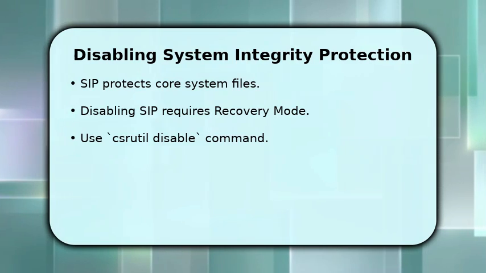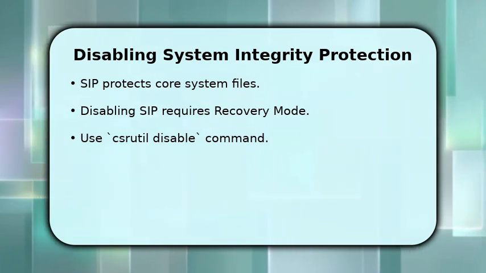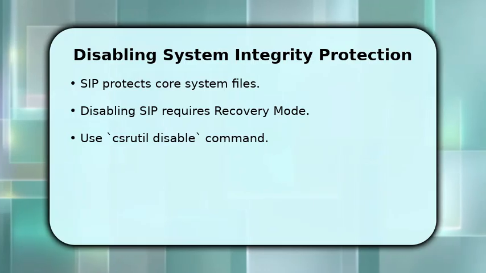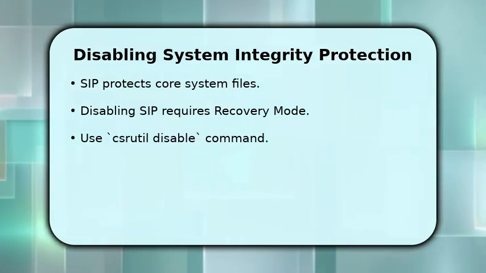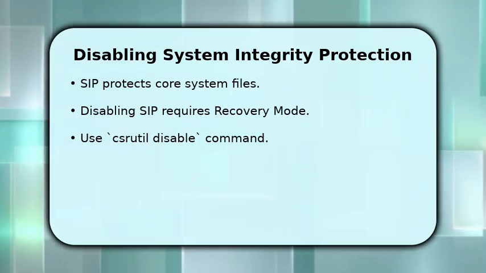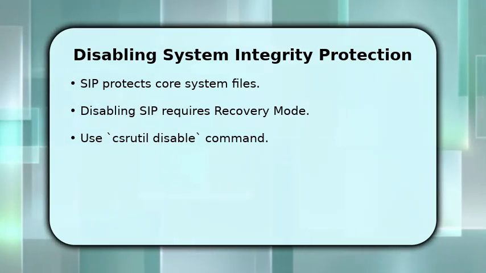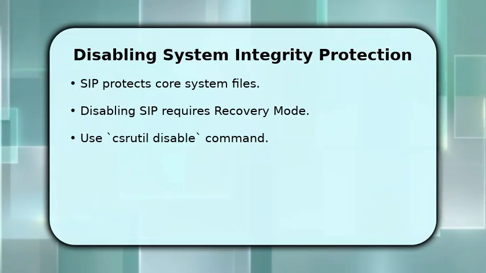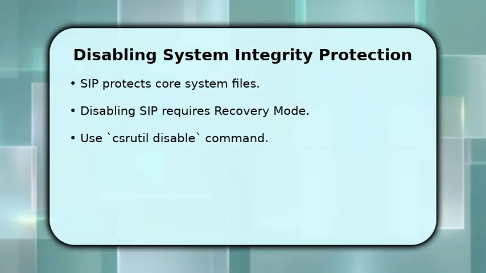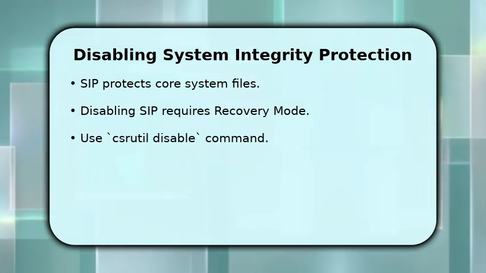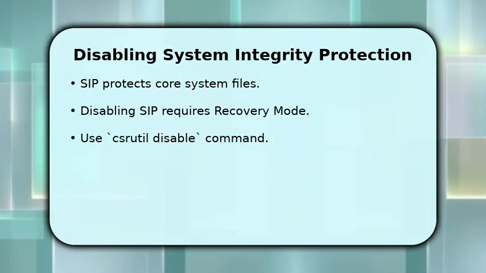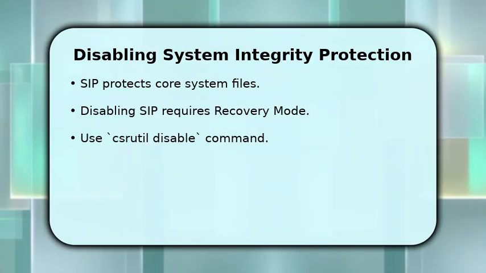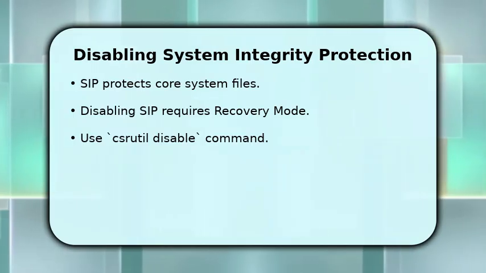One common action sometimes associated with jailbreaking is disabling System Integrity Protection, or SIP. SIP protects critical system files and processes from unauthorized modifications. To disable it, you must boot into Mac OS recovery mode and use a specific command in Terminal. Remember, disabling SIP significantly reduces your Mac's security, making it vulnerable to malware and system corruption.